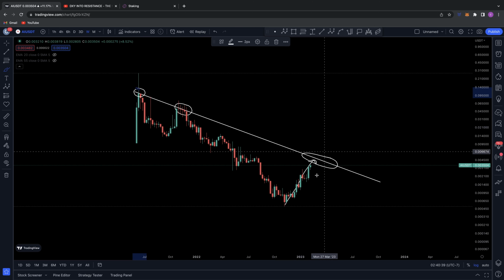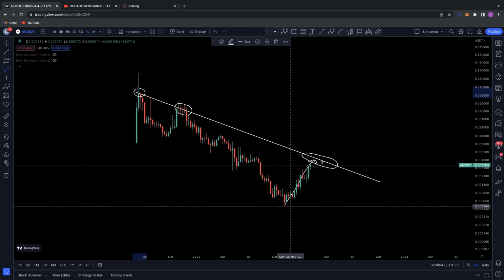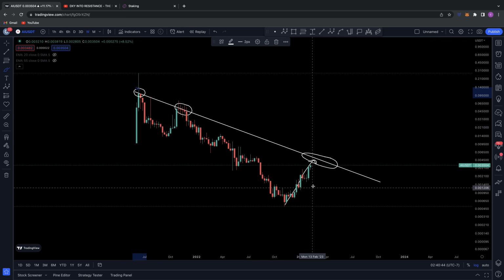Again, we have moved up very, very impulsively, and I would say that, you know, buying big green candles is not normally the best idea.